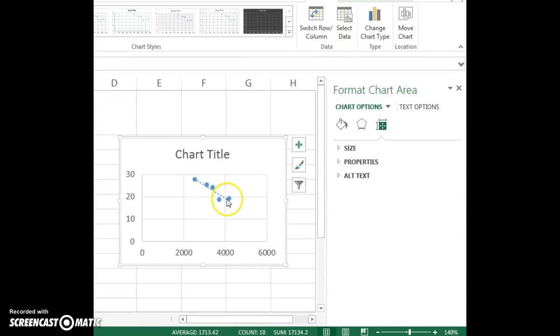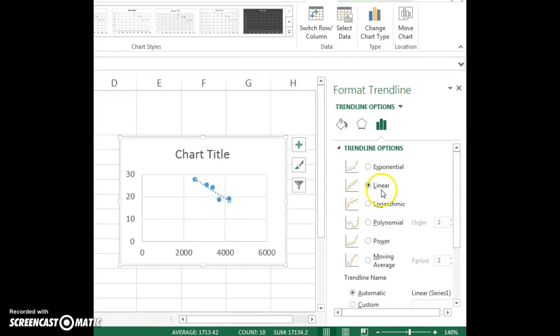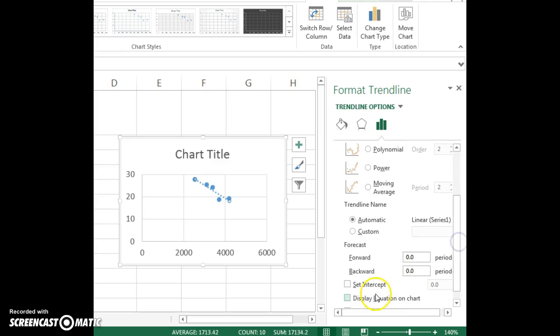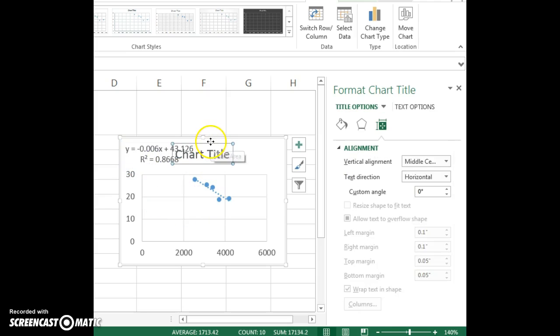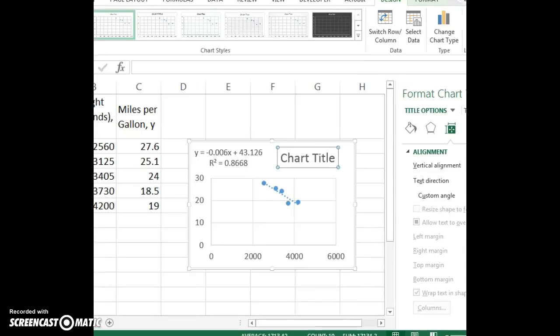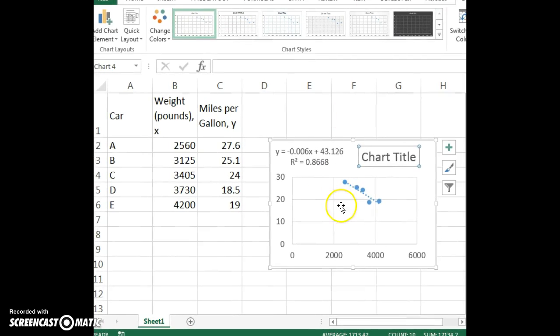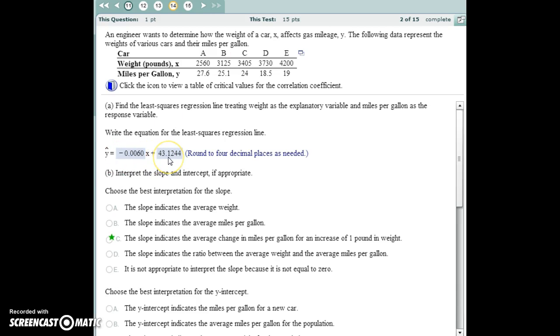You have some options over here on the right to add the equation right there on the chart. So when you do that, you'll get the equation for the least squares regression line right there on your chart. And that's actually what you want to use for your answer to part A.